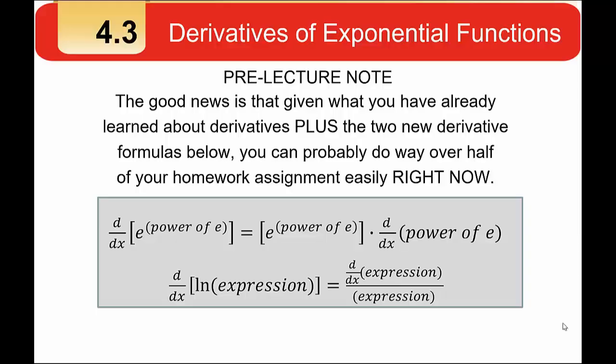Those two formulas are the following. The derivative of e to a power is e to that power multiplied by the derivative of the power. Very straightforward. Secondly, the derivative of the natural logarithm of some expression is the derivative of the expression over the expression, or as I'll show you later, you could also write it as 1 over the expression times the derivative of the expression. But just with those two formulas, you should be able to get well over half your homework done right now.